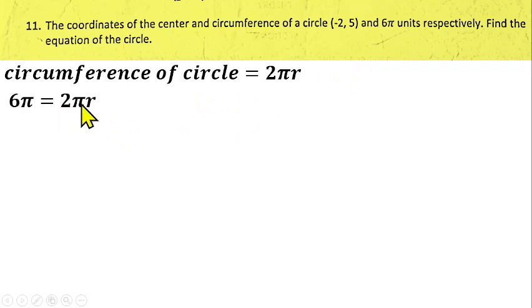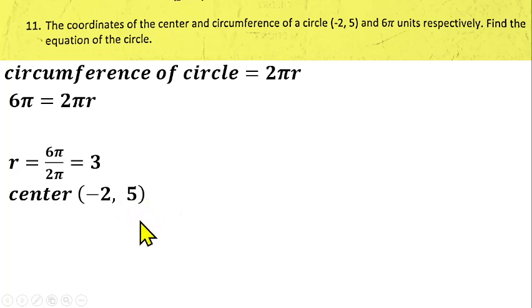So we have 6 pi equals 2 pi r. Then pi can take care of pi, 2 can take care of 6. So you have r to be equal to 3 in this case. So we know the radius now. We have the radius of the circle, and we have the center of the circle to be this. So the center is also given, so we can now find the equation of the circle.